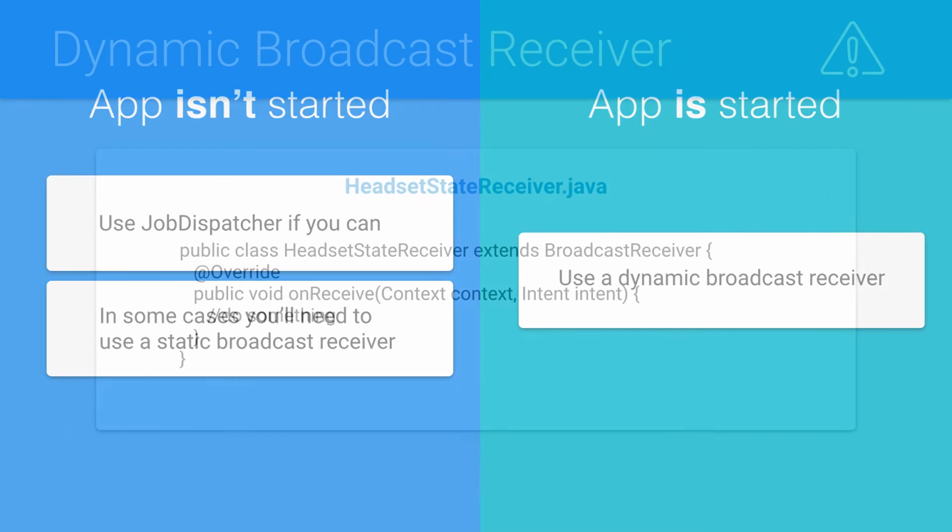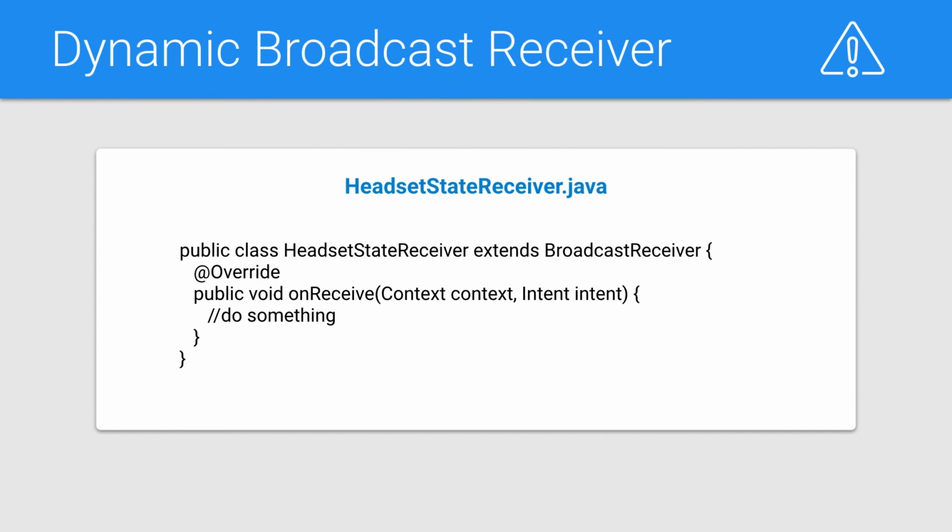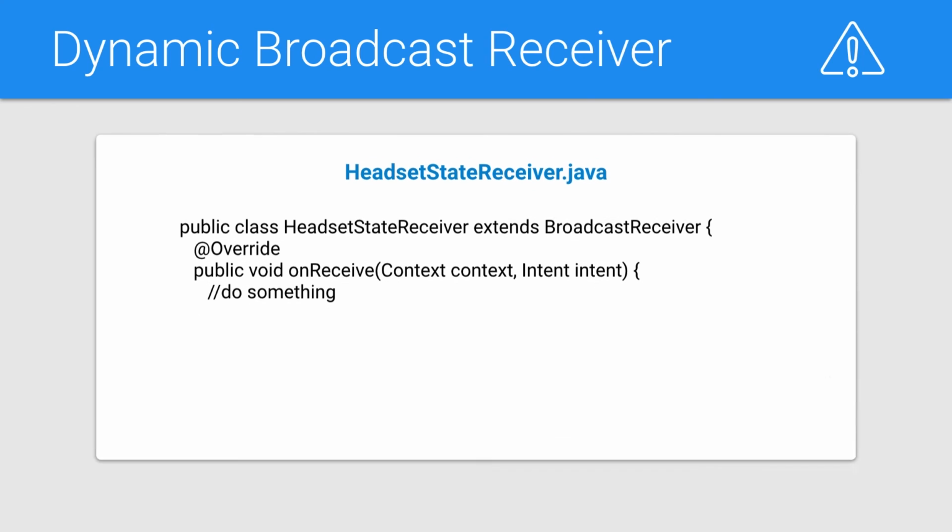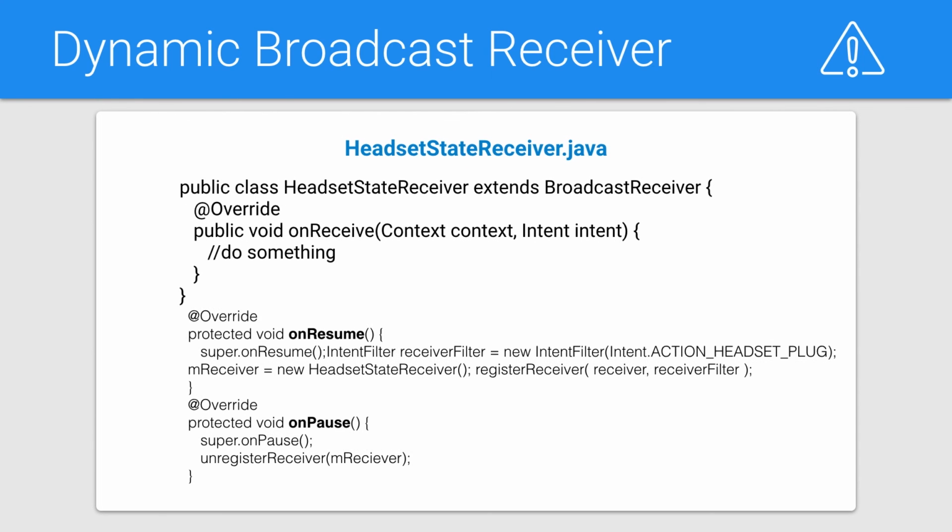The actual broadcast receiver class for a dynamically registered receiver looks the same, but instead of defining the receiver in the manifest, you register and unregister the receiver during the activity's lifecycle methods. In this case, we're using onResume and onPause. This example is some code that listens for whether the headphones are plugged in. Now in this example, because it's a dynamic broadcast receiver, this listening will only happen when the activity is open and visible. Now that you know a little bit more about broadcast receivers and when to use them, let's add one to your app.